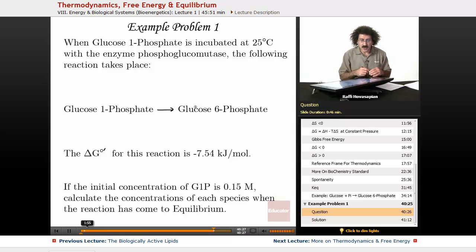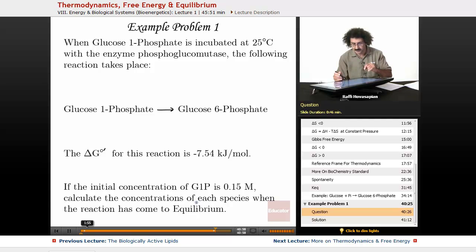So this says when glucose 1-phosphate is incubated at 25 degrees Celsius with the enzyme phosphoglucomutase, the following reaction takes place. Glucose 1-phosphate is converted to glucose 6-phosphate. The delta G for this reaction is negative 7.54 kilojoules per mole, so it is spontaneous as written. The question they're asking is, if the initial concentration of the glucose 1-phosphate is 0.15 molar, calculate the concentrations of each species when the reaction has come to equilibrium.